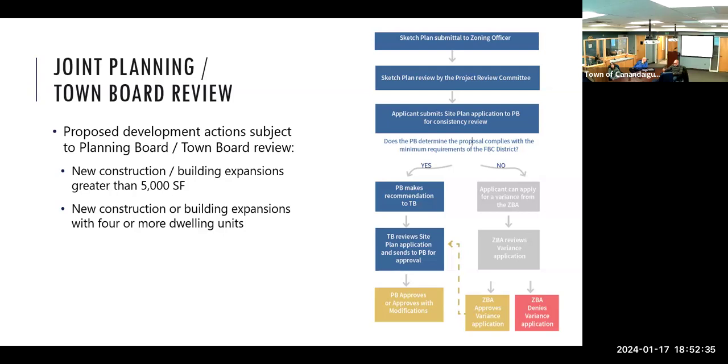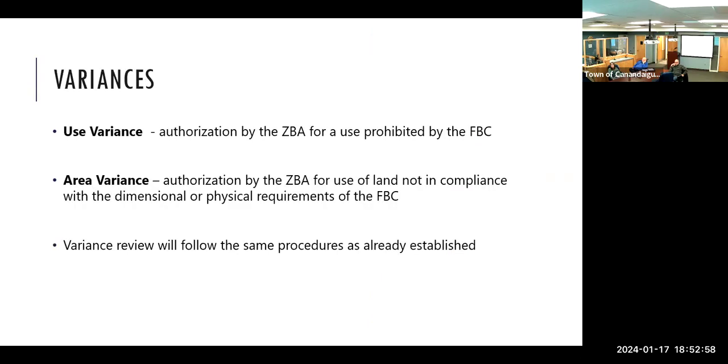Any other questions on kind of the process? Here's the last one, I think that's all. Variances we've kind of talked about already. Are there other questions that we haven't hit yet about variances?